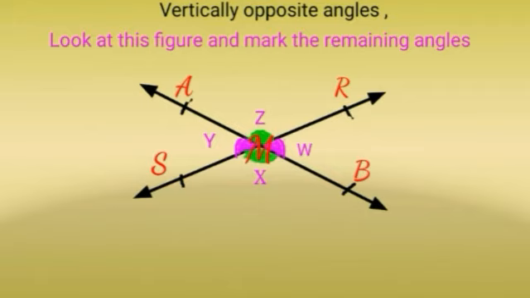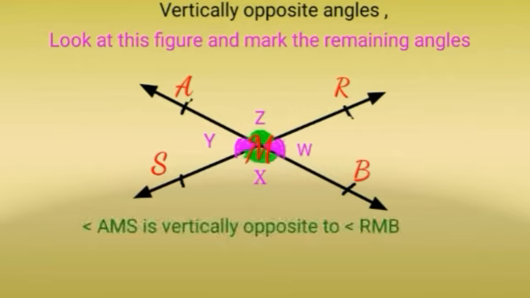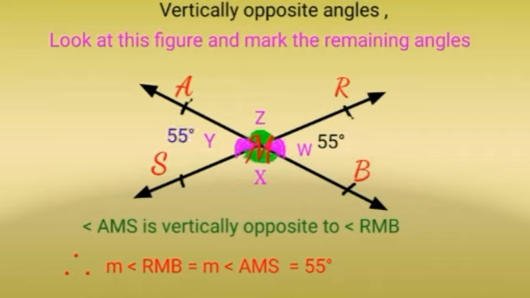Look at this figure and mark the remaining angles. Angle AMS is vertically opposite to angle RMB. Therefore, measure of angle RMB is equal to measure of angle AMS is equal to 55 degrees.